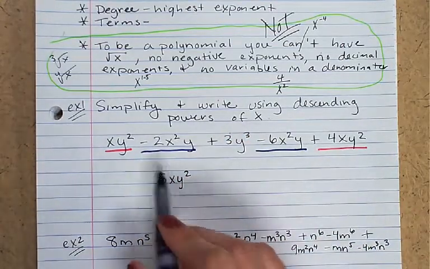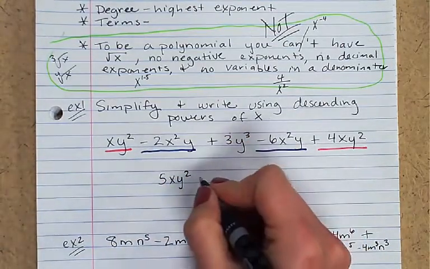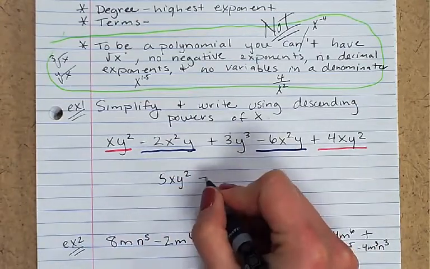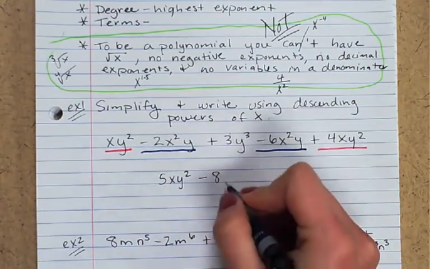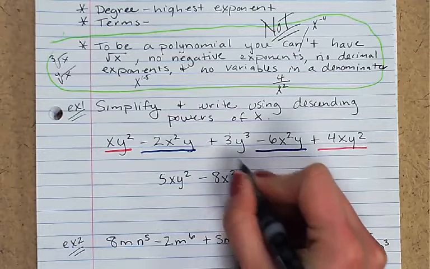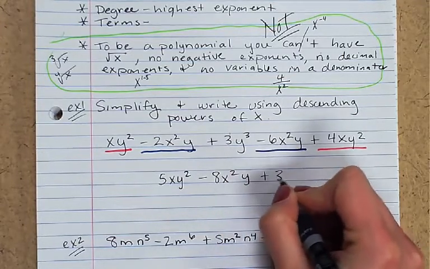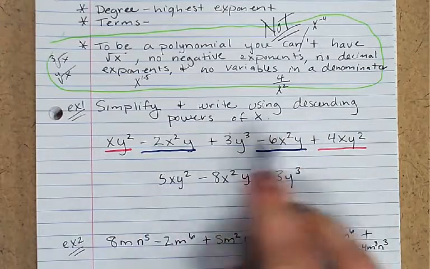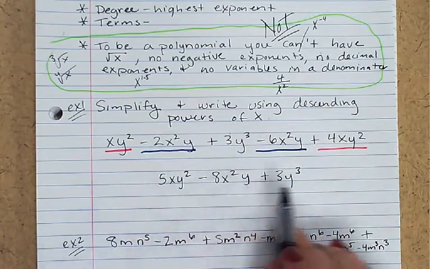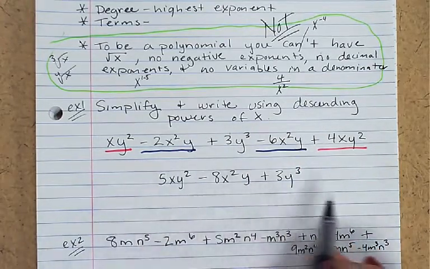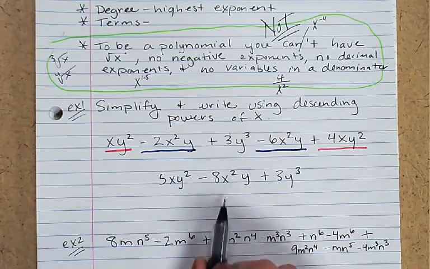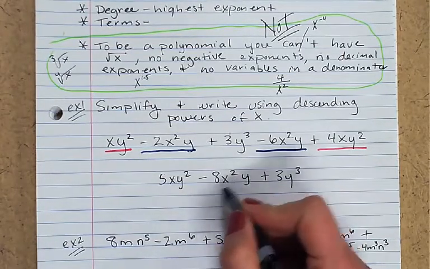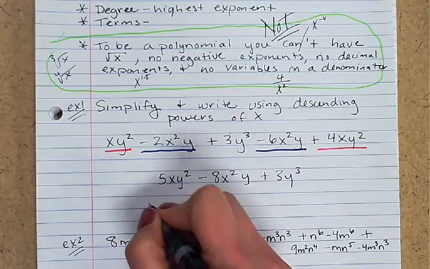Now let's put the blues together. Negative 2 minus 6 more. Always pay attention to the symbol in front. Is negative 8x squared y. And then lastly, we have the plus 3y cubed. Okay, so now it says we're going to use descending powers of x. So of these three, which x has the highest exponent? This one, it has an x squared. So it's going to go first.